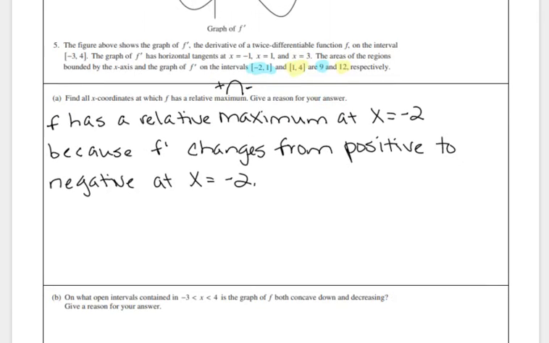Okay, so this one, pretty straightforward then. This is worth 2 points. So it was 1 point for getting x equals -2, so getting the right x value, and then it was 1 point for your reason.